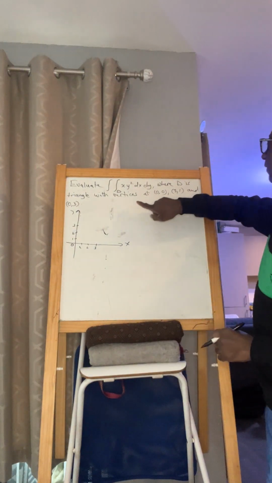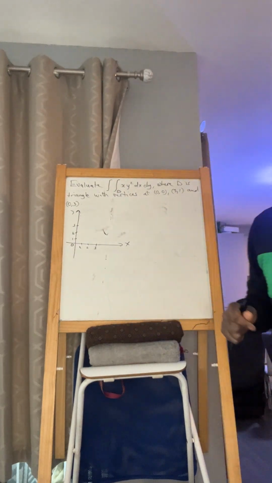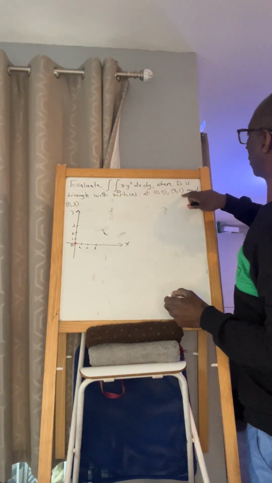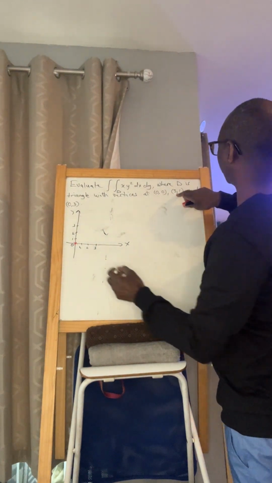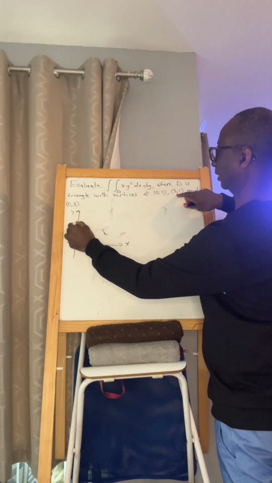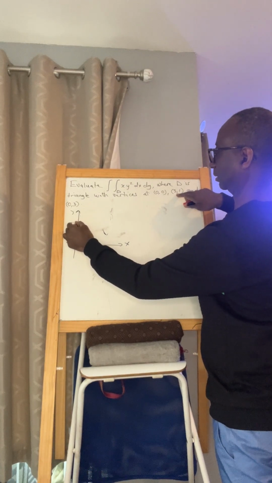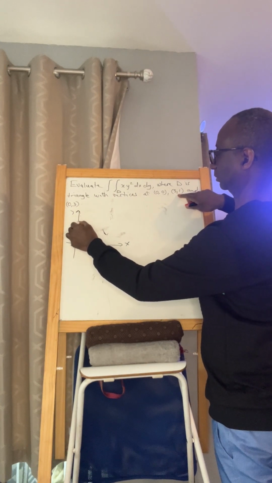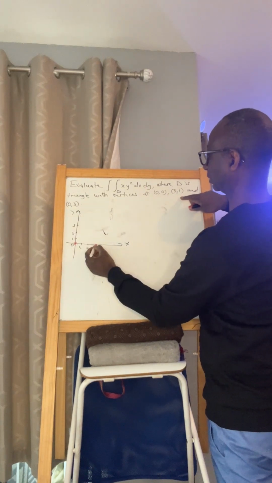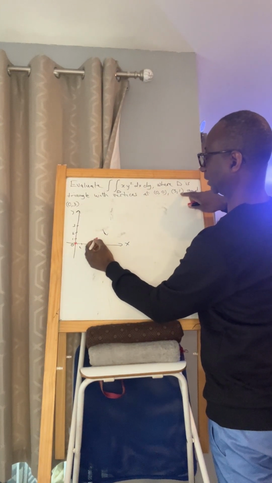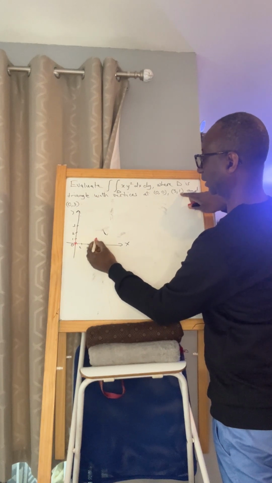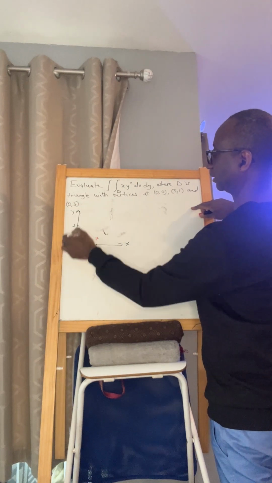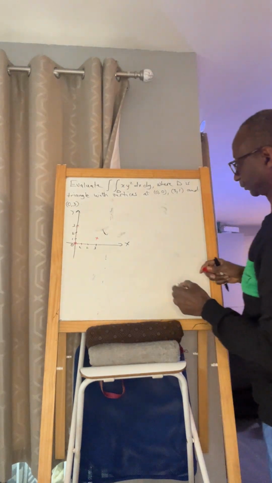So the triangle has vertices at (0, 0). There's a point here, (3, 1): x is 3 and y is 1. So another point here. And (0, 3), x is 0 and y is 3, so it's just here. So we've got these 3 points.